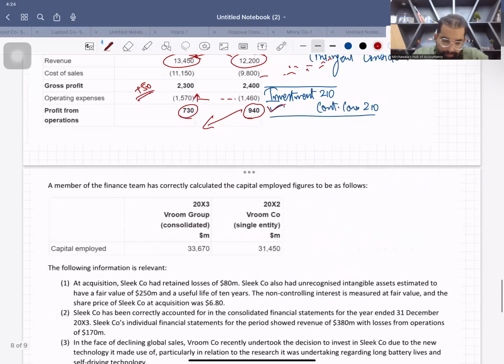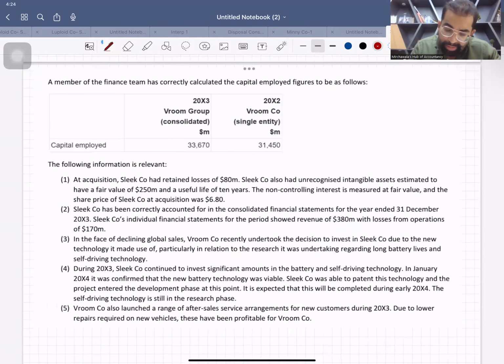Now the next page. A member of the finance team has correctly, see the word correctly, calculated the capital employed. Ready-made capital employed is given. That means you can easily calculate the ratios as well. The ratios are free marks here.